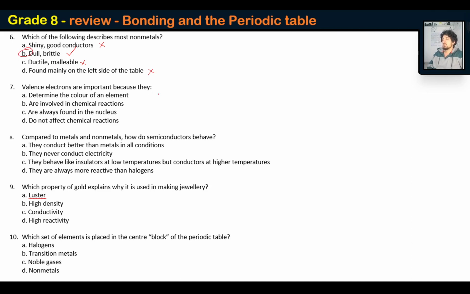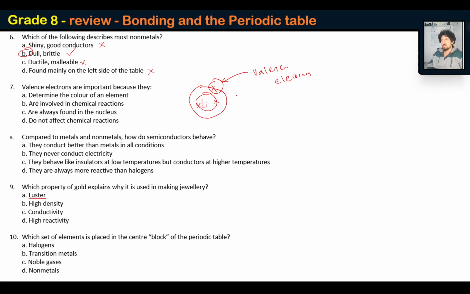Valence electrons are important because they do what? Valence electrons are the electrons on the outside. If I draw lithium, lithium has 3 electrons, so there's 2 on the inside and 1 on the outside. This one here is called a valence electron. The electrons on the outside shell, in the last energy level, whatever you want to call it, are called valence electrons. Why are they important? They're the ones used in chemical reactions. This is what makes alkali metals so reactive: the fact that they have 1 electron and they really want to get rid of it.